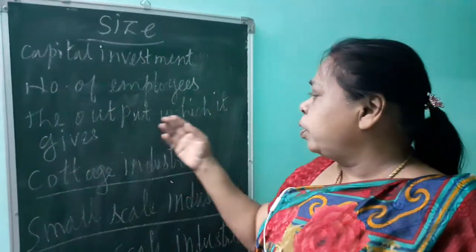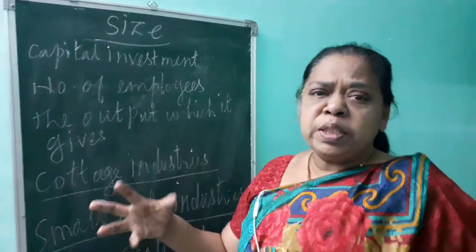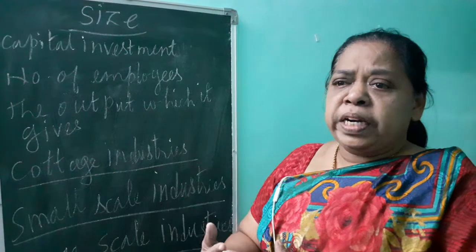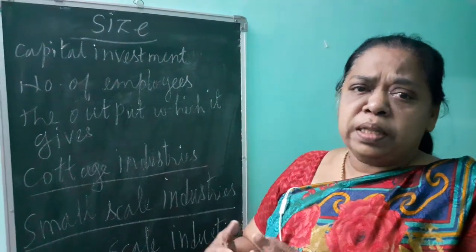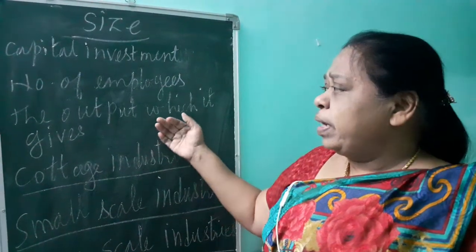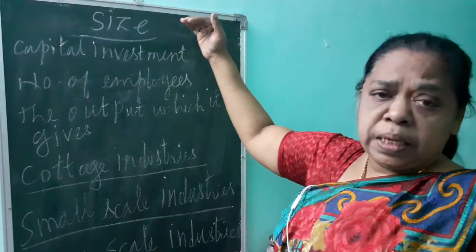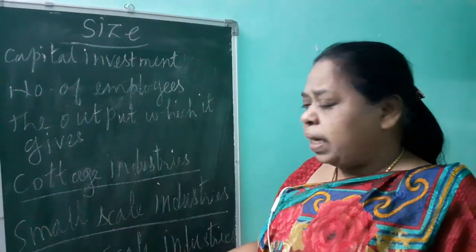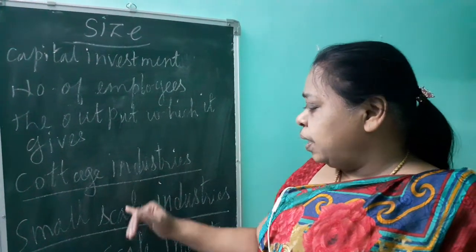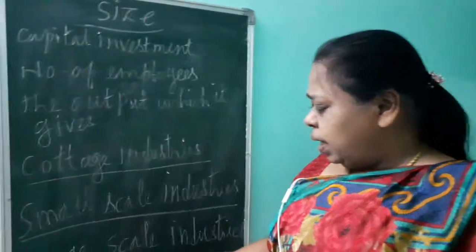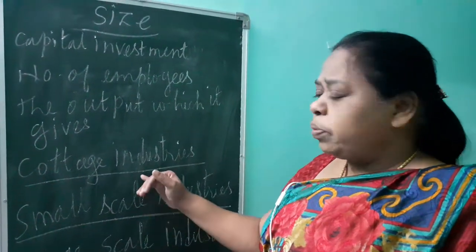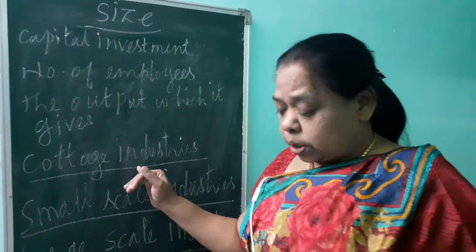Third one, the output, how much production it gives, how many goods it produces. That is also one of the factors for the size of the industry. Now the size of the industry is classified into three categories: cottage industry, small scale industry, and large scale industry. First we will discuss the cottage industry.